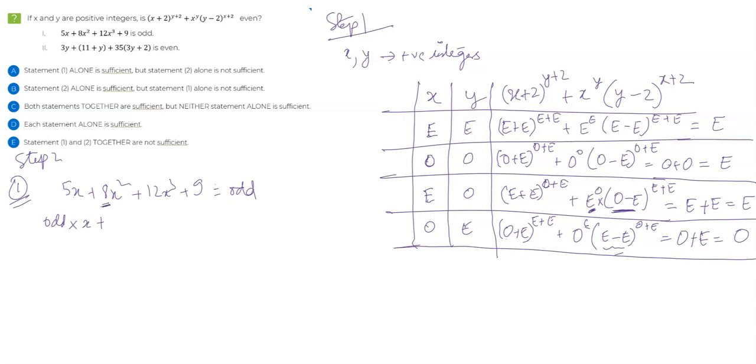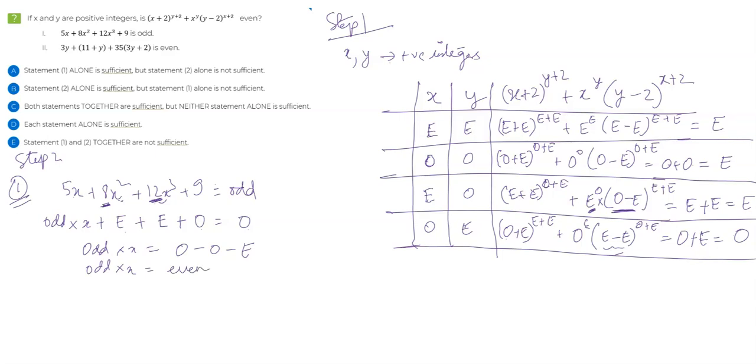Now 8 is even. So even multiplied with any integer will always give you even. So 8x square is always even. Similarly, 12x cube, 12 is an even number. Even multiplied with any integer is even. So this is also even. And this is odd. And this is odd. So notice you're getting odd times x is equal to, this is odd minus even plus even is even, which ends up giving you odd times x is equal to even.